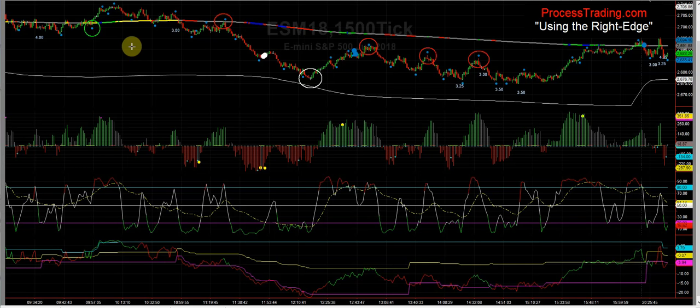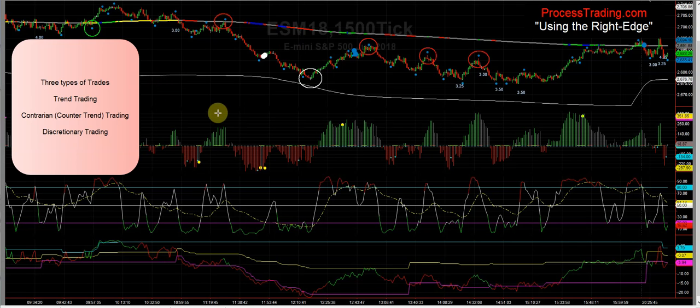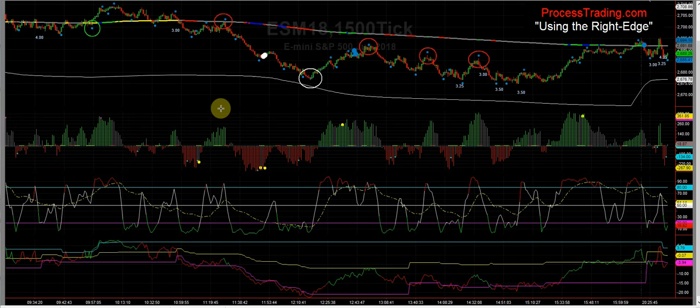And there's three types of trades you can do. You can do trend trading, which involves using the upper half of the screen, and you can do discretionary and contrarian trading that uses the discretionary indicators on the lower half of the screen.